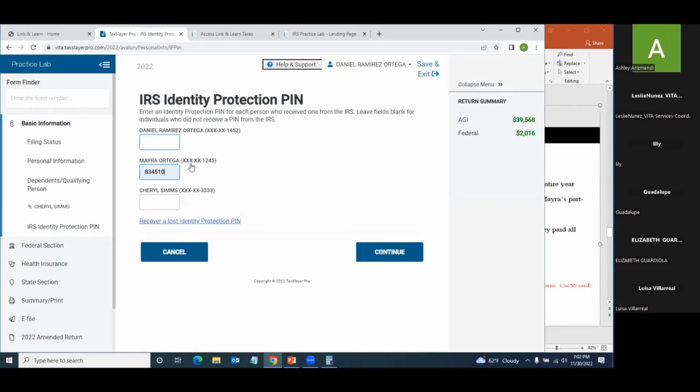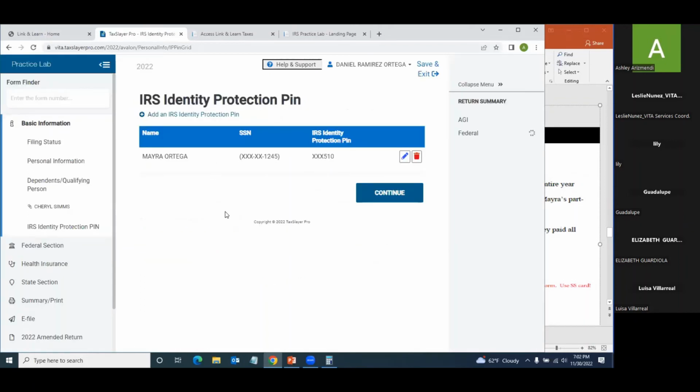And you want to put it on the correct person. You don't want to put it on the husband and throw off the whole return, or the daughter. And then we would just push continue. But if they all had it, you would add them all on there.